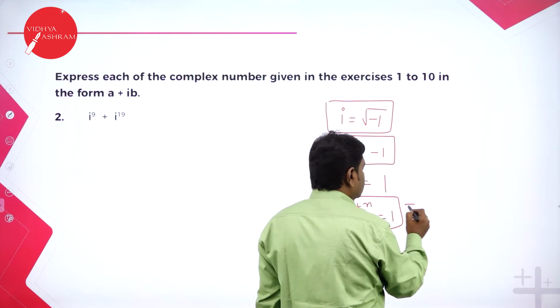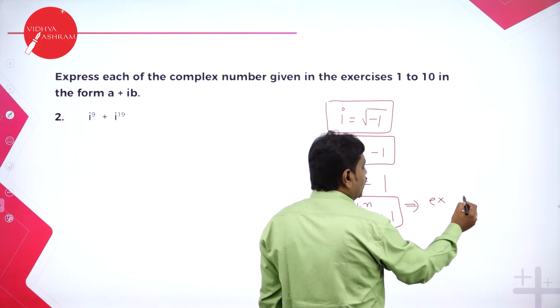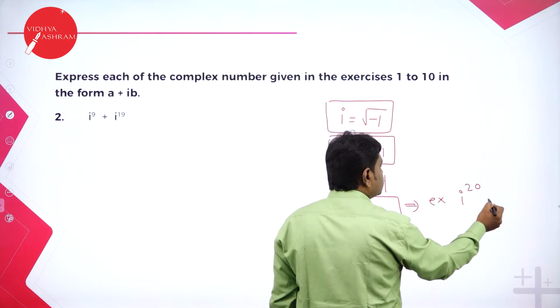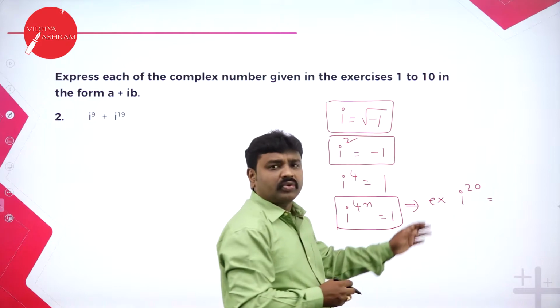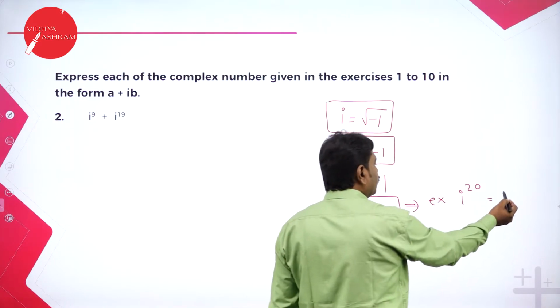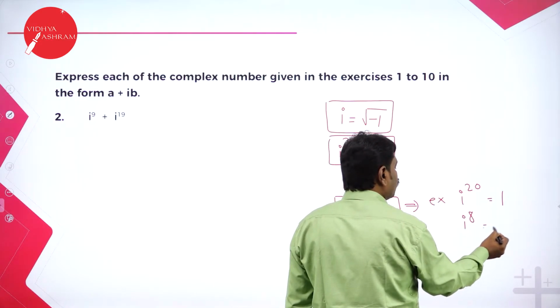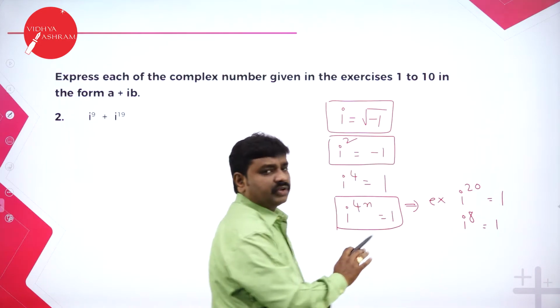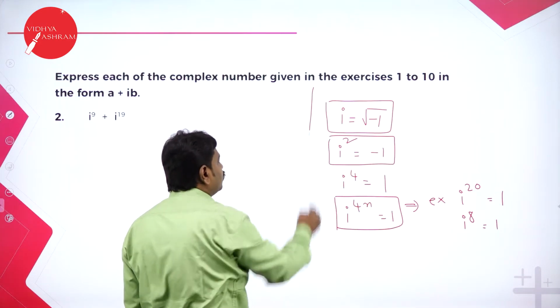That is, for this example, i power 20. 20 is a 4 multiple. You know, 20 is 4 fives are 20, so it is 1. i power 8, 8 is also a 4 multiple, so it is 1. So no need to simplify that. So these are the 3 hints you should remember.